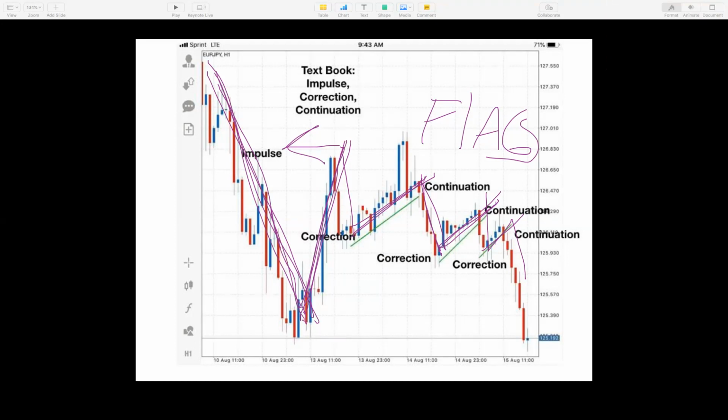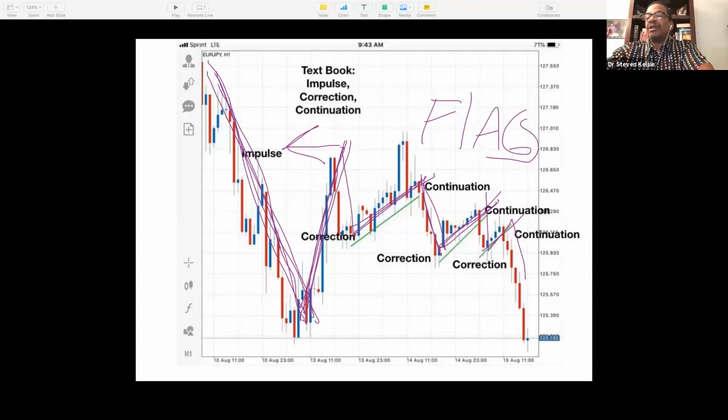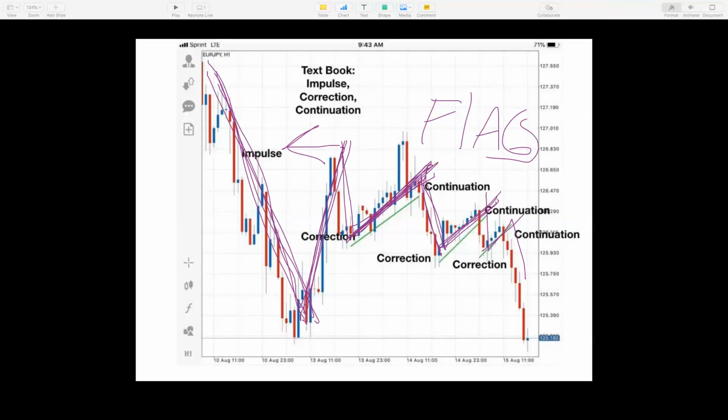Then what happens? Flag. What is the flag to do? I know it's repetition, I want to hear it. What happens after it confirms? Going in the same direction. In this case, it's a downtrend. Flag, what does it do? Go down. Flag, down.